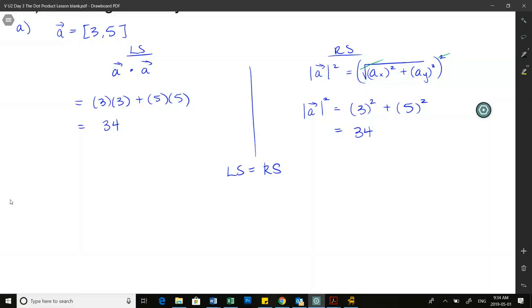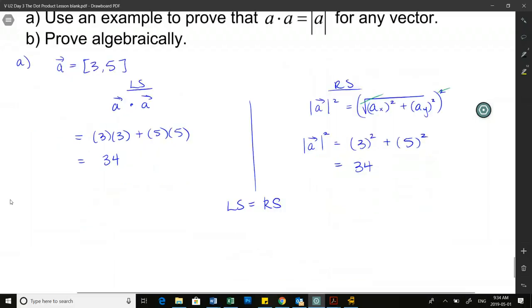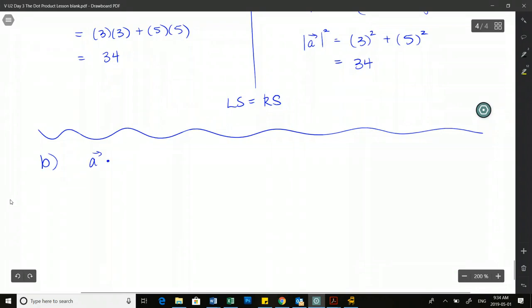Okay, last part of this. So we've proved this for one example, one single example. We want to prove this for all examples, okay? So the idea is that no matter what vector I have, I would like to prove algebraically that if I dot that vector with itself, it's going to be equal to the magnitude of that vector squared. Okay, so how can we prove this in a more general sense? Again, we can do a left side, right side thing algebraically. So if you want, we'll set up left side, right side again.